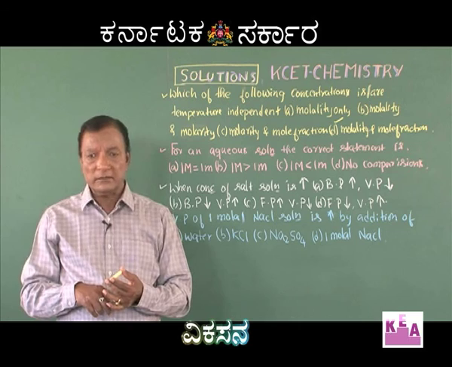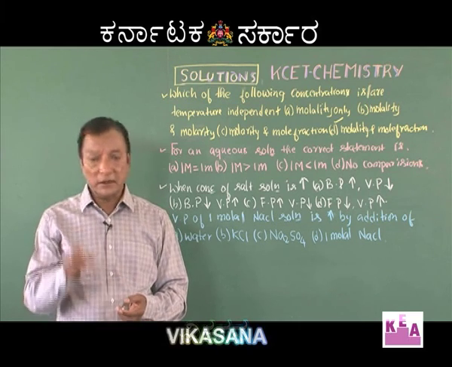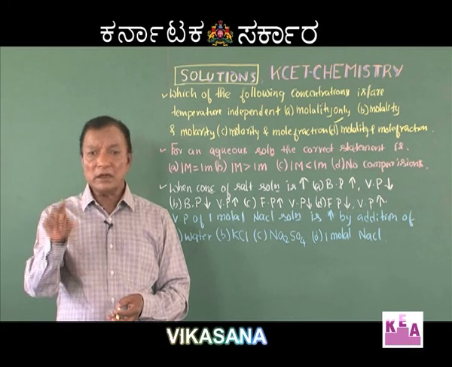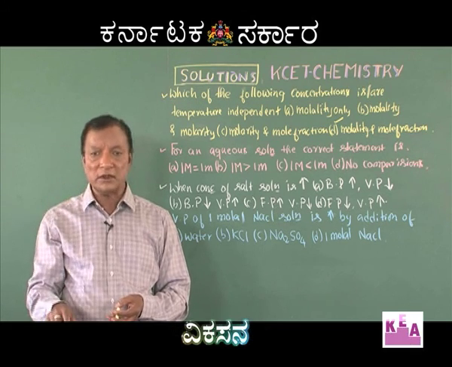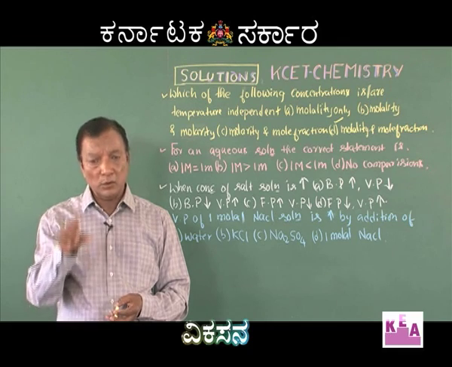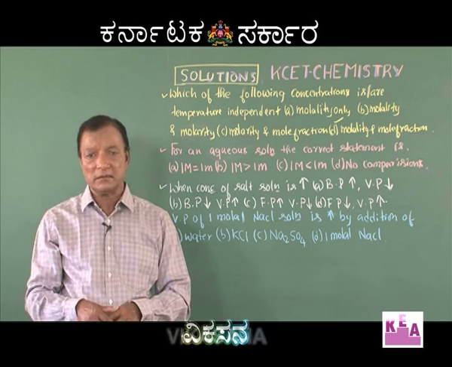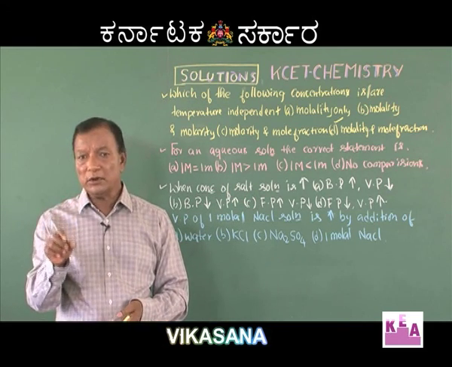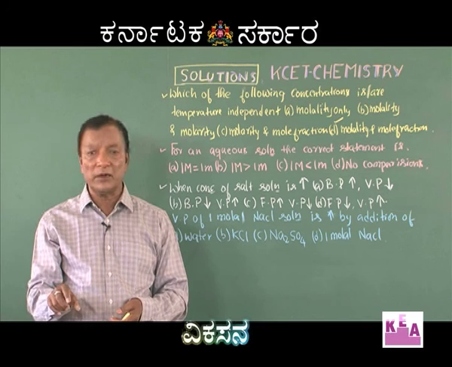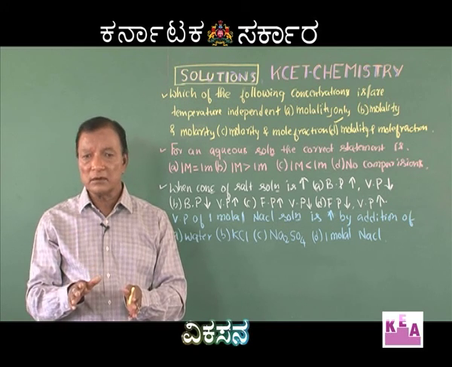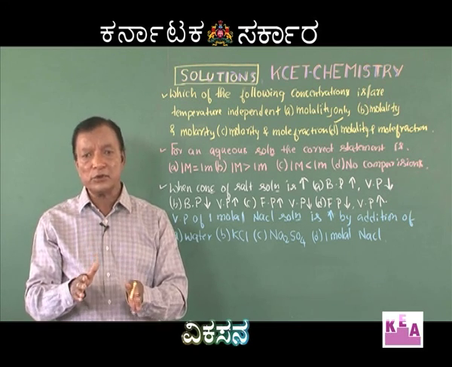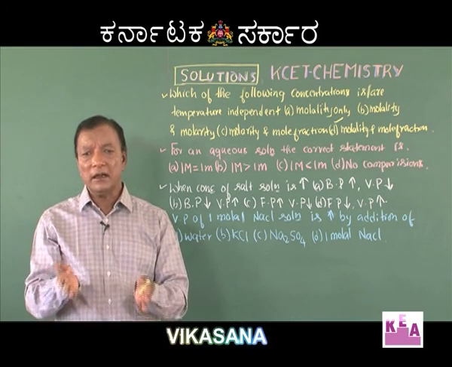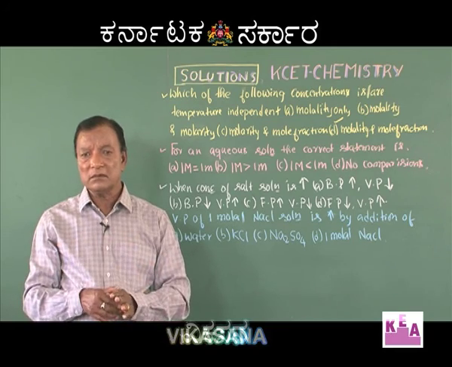Now look, what are the molarities? One molar solution means 1 mole of the solute in 1000 cm cube of solution, that is 1 liter. 1 molal solution means 1 mole solute in 1 kg solvent. Therefore, 1000 cm cube of water, fairly, will be 1 kilogram.